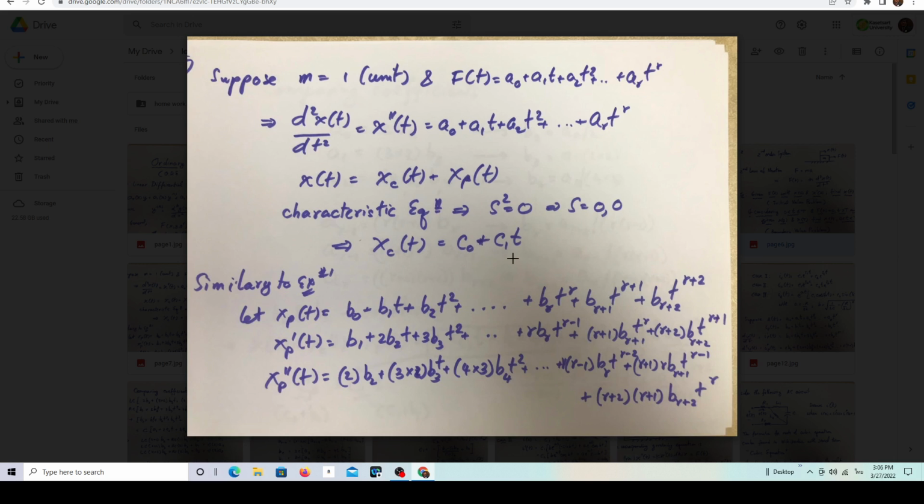You can see that it doesn't look like a transient situation like what we studied before, because if you keep taking the limit as t approaches infinity, this one does not vanish to 0.